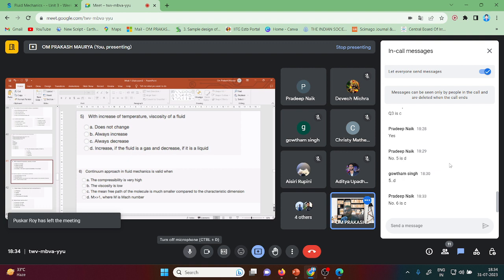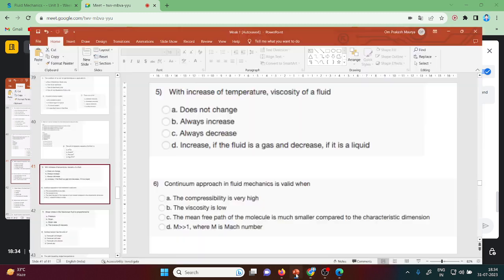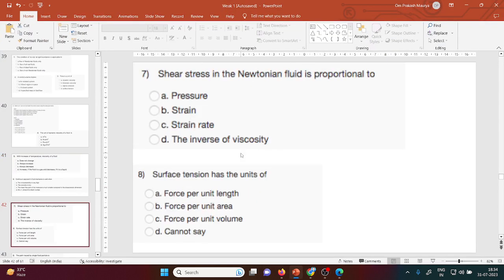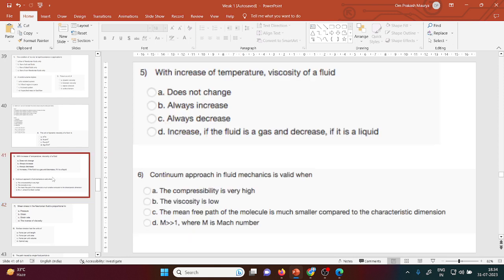Yeah, okay. Now let's move on to the next question. The continuum approach in fluid mechanics is valid when the mean free path of the molecules is much smaller compared to the characteristic dimensions. Now, question number 7. Can you please explain a little bit the continuum approach? A little bit, okay.